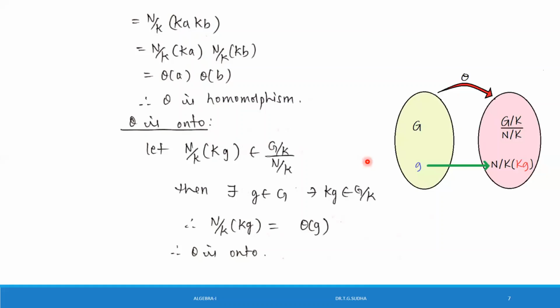So for that, let us take an element N/K of Kg in the codomain, and let us show that there exists an element in the domain such that theta of g is equal to N/K of Kg. So let us consider N/K of Kg in G/K by N/K. So this implies that this Kg belongs to G/K. Since Kg belongs to G/K, this g belongs to G. Therefore, there exists a g in G such that Kg belongs to G/K. Therefore, N/K of Kg will be equal to theta of g. Therefore, theta is onto. Now, theta is an onto homomorphism.